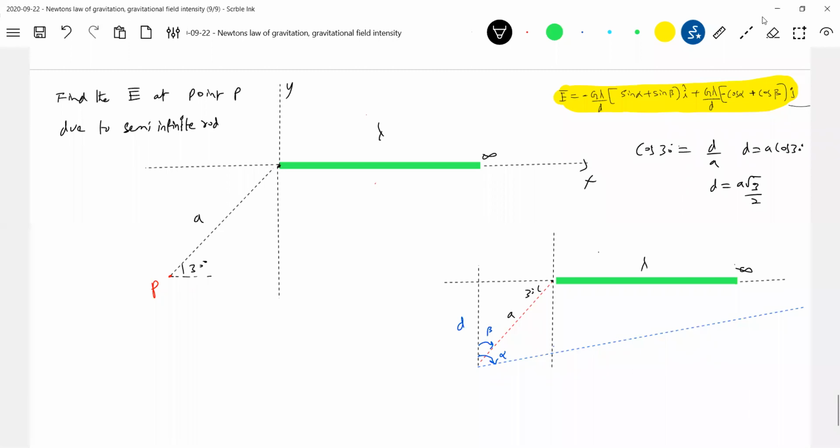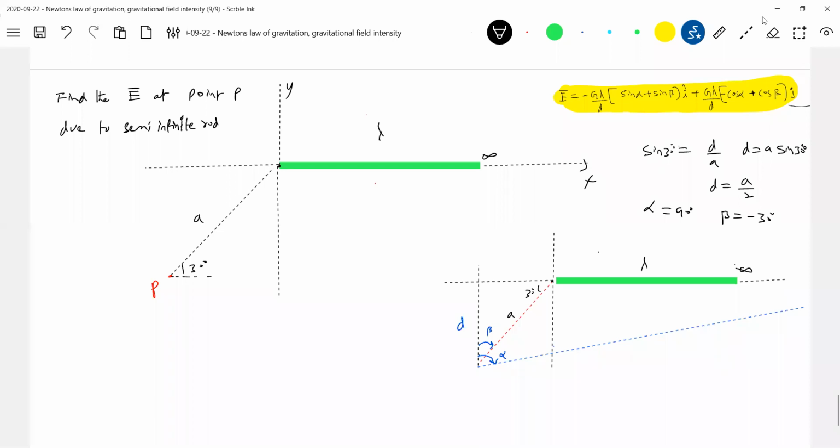So what is alpha now? Alpha is 90. So sine 30 is D by A. So this will be sine 30, so A by 2 will come. So D is equal to just A by 2. Keep it here.